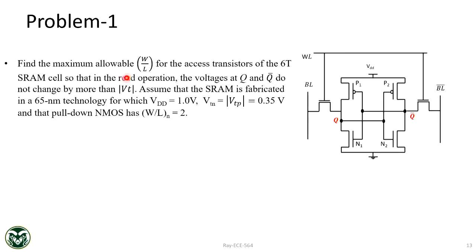So we're asking for the maximum allowable, right? Because if you keep the access transistor very, very large, you'll never be doing a non-destructive read. If your access transistor is very, very strong, it will be a destructive read. That's why we ask what is the maximum allowable, so that the read is non-destructive.